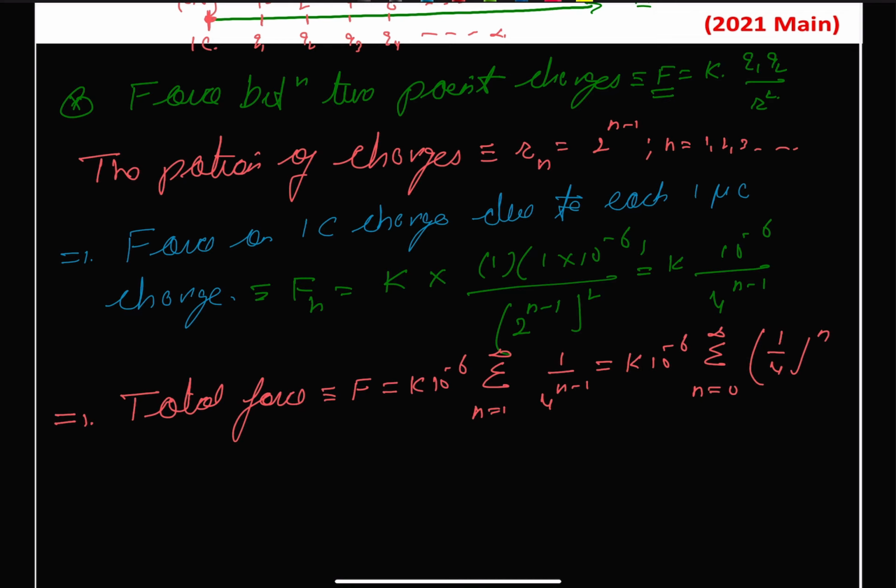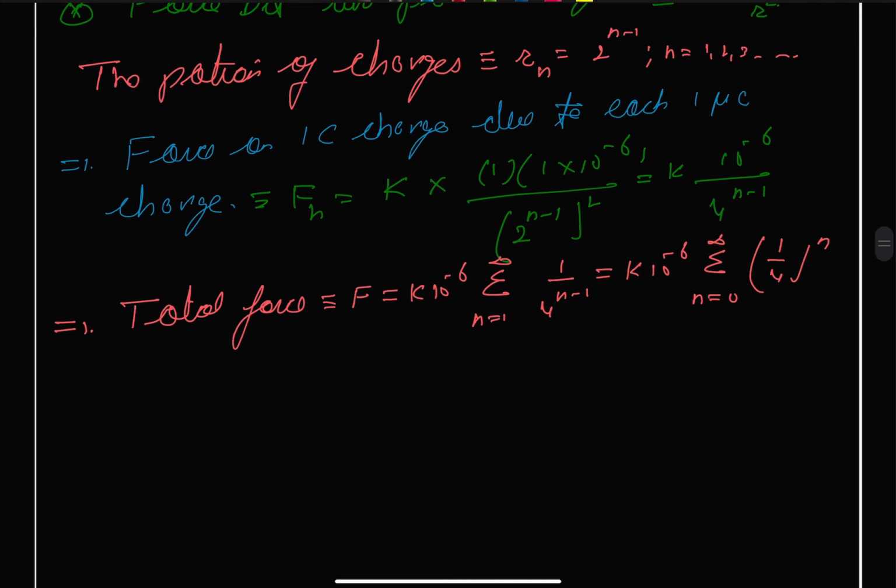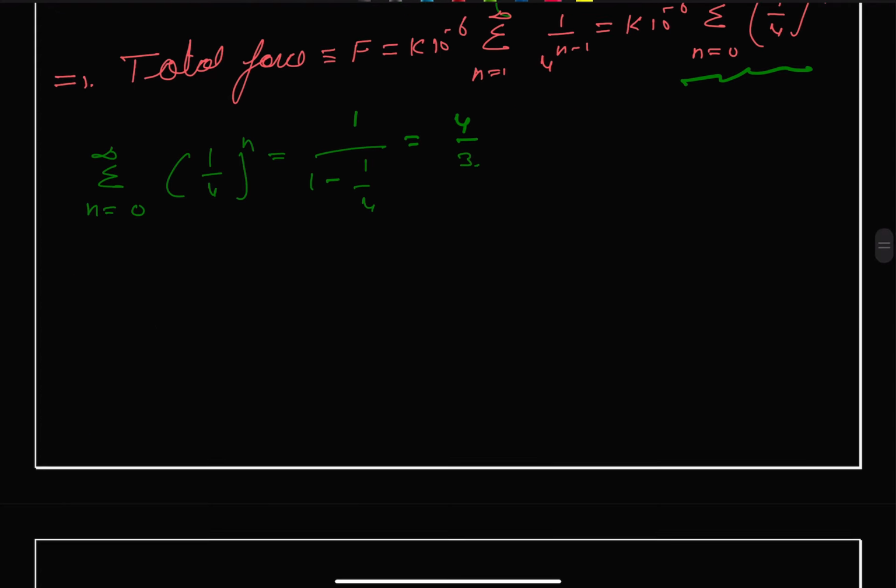This is basically our geometric series. So we are interested in this particular solution: the summation from n equals 0 to infinity of 1 upon 4 raised to the power n. It will come as 1 upon 1 minus 1 upon 4, which is equal to 4 by 3. So we substitute it. We get F is equal to the value of k, which we already know is 9 into 10 to the power 9, multiplied by 10 to the power minus 6, multiplied by 4 by 3.